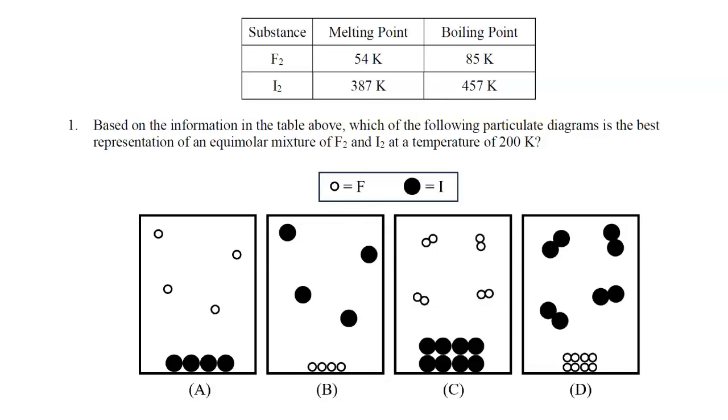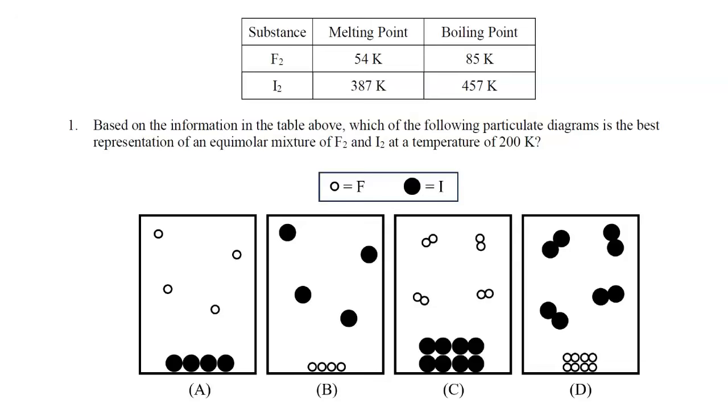Now, let's take a look at our first multiple choice question. Question 1 says, based on the information in the table above, which of the following particulate diagrams is the best representation of an equimolar mixture of fluorine, F2, and iodine, I2, at a temperature of 200 kelvins?